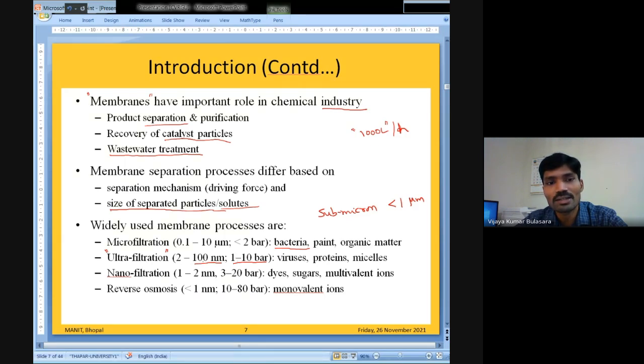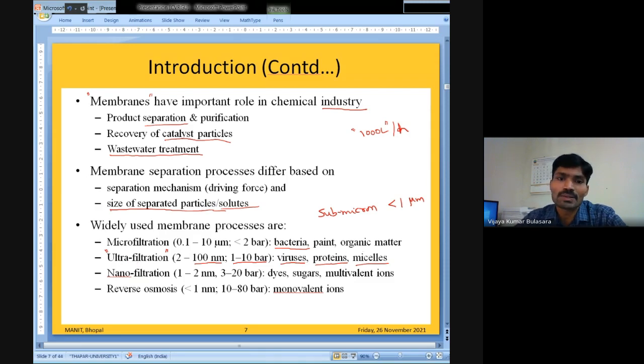However, its pore size is small, so the separation is superior to the microfiltration membrane. That means this ultrafiltration membrane can separate all those which are separated by the microfiltration process, and in addition to bacteria, paint, or organic matter, oil-water emulsions, or fruit juice clarification, additionally viruses can be separated, and proteins can be separated, for example from dairy wastewater, or wastewater arising from food processing industries, which also contains different proteins. They can be separated in the ultrafiltration process. Micelles, these are surfactants, so surfactant micelles can also be separated using ultrafiltration membranes.